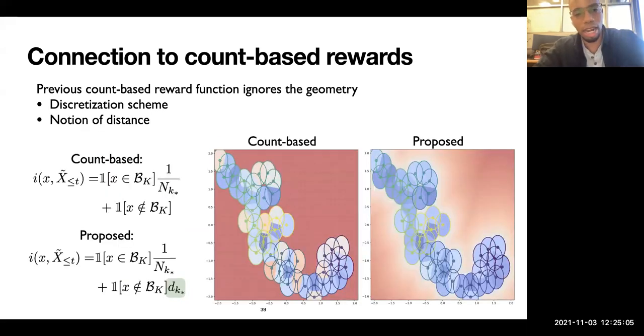More importantly, though, is that our reward scheme has a notion of distance. So if you were to use a purely count-based approach, right? If you look at this reward landscape here, it doesn't matter if the agent creates a landmark here or here, it will be rewarded exactly the same. But that doesn't make any sense. So in our setting, there actually is a notion of distance. So the further you get away from these previous landmarks, the higher you get rewarded.